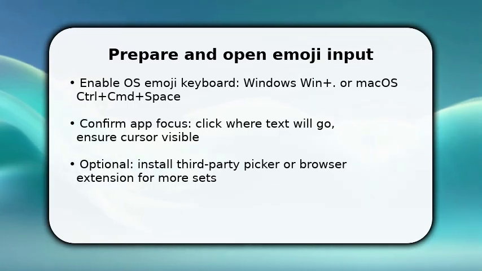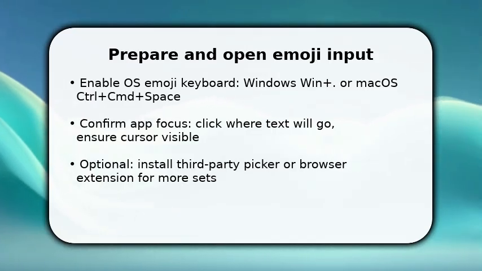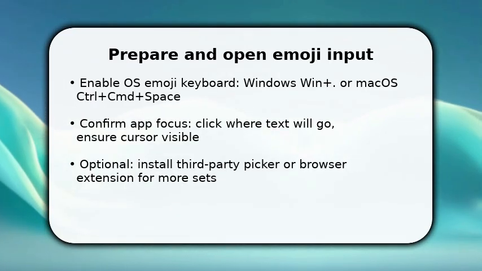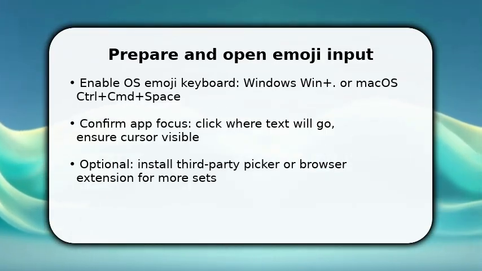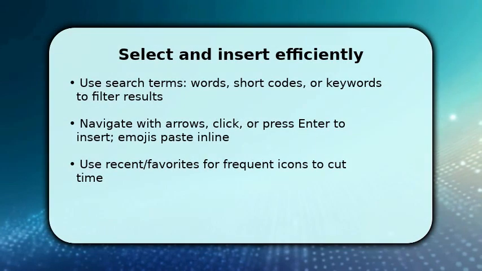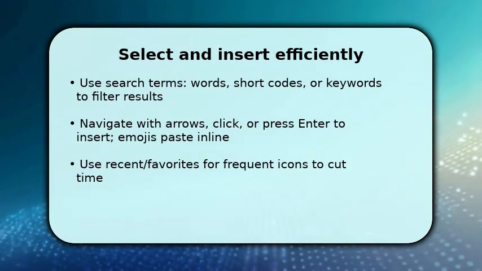If you need specialized sets or search features, install a lightweight picker or browser extension. Once done, familiarize yourself with categories and the search box to speed up selection and avoid hunting through lists. You'll now select and insert emojis without hesitating.